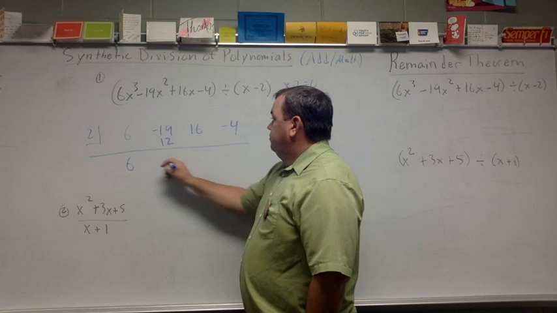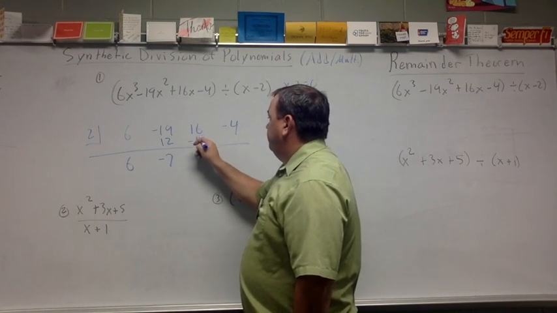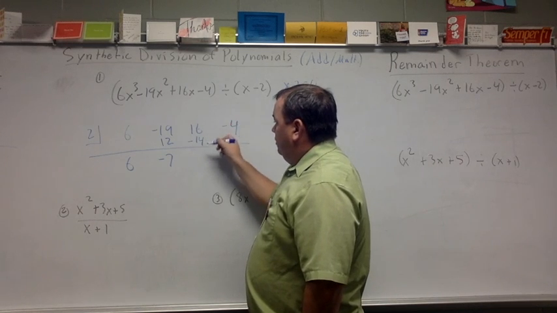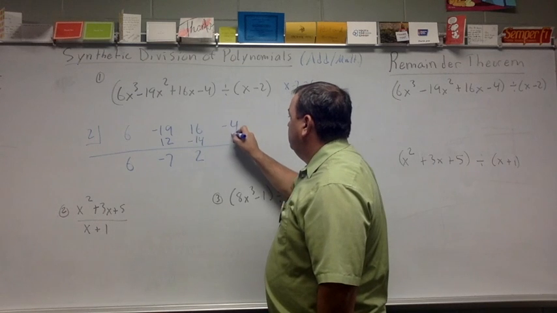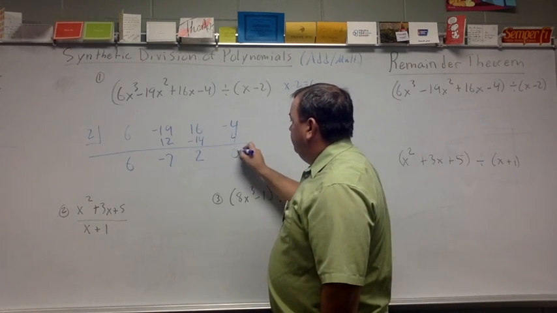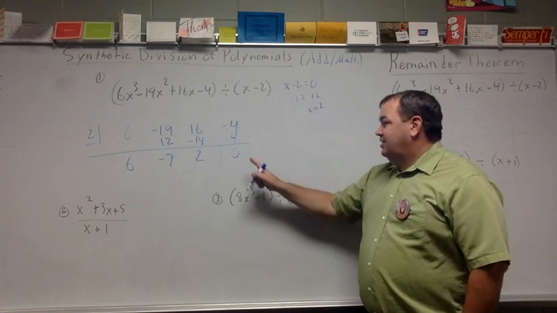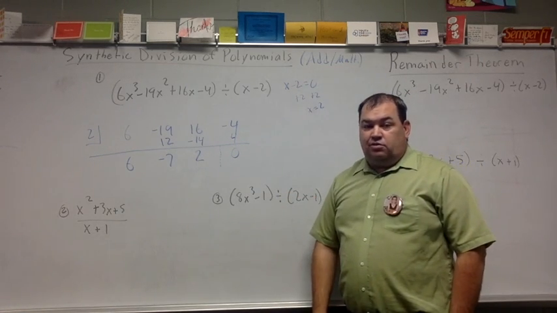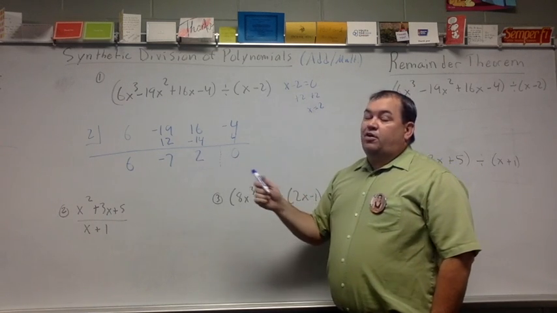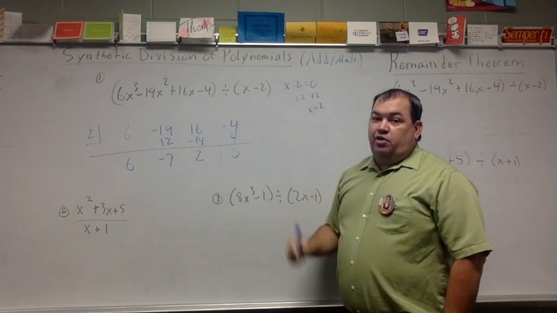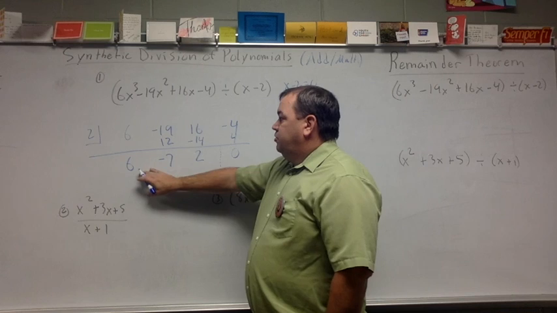add, then multiply, add, then multiply, and then add. Now, you'll see me put this dashed line at the end because this last number is my remainder. So, much like the long division, I found a linear factor, a root, an answer to this polynomial, but now I need to put my variables back in.